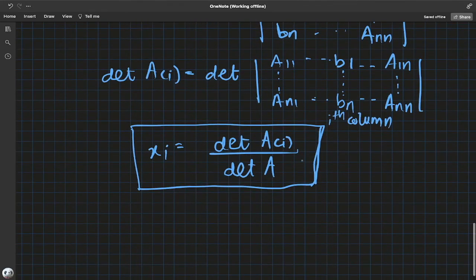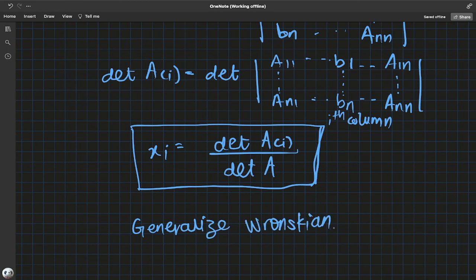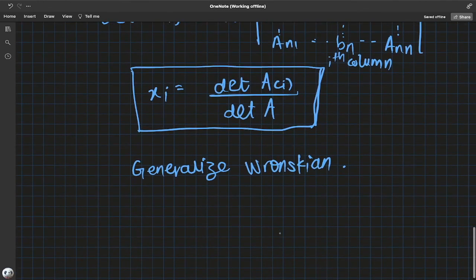But this will be extremely useful for what we're going to do in the next video, hopefully, and we will try to generalize, spoiler alert, the Wronskian. So we have an n-dimensional Wronskian for linear nth order ODE.